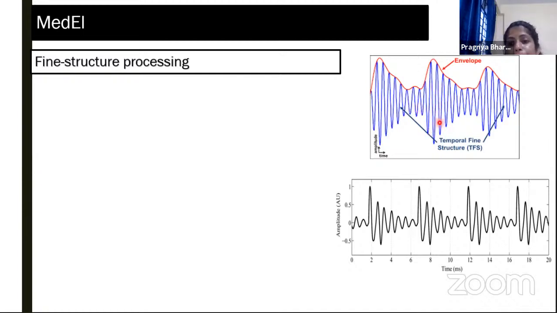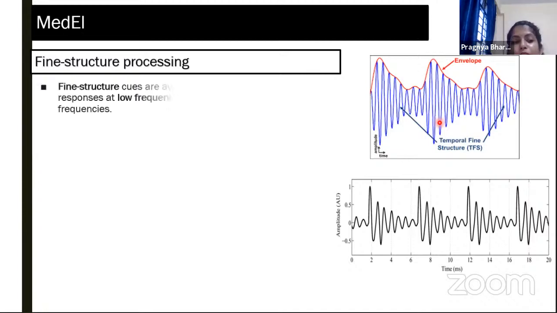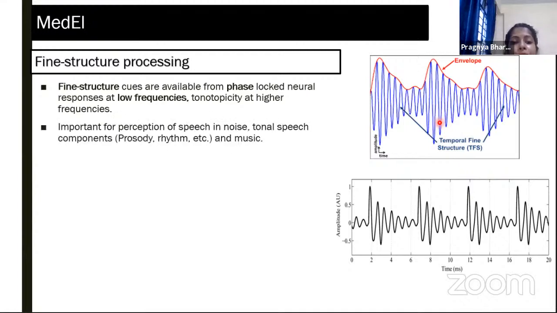So these peaks and troughs, this temporal fine structure, is a very important cue, a very important spectral cue, especially at the lower frequencies where the auditory neurons are able to fire in a phase locked manner to the incoming signal. But most of these strategies that we have discussed so far try to focus more on the envelope of the signal rather than the fine structure. So what MED-EL does in order to replicate the fine structure of the speech sound is they use a variable rate coding strategy.